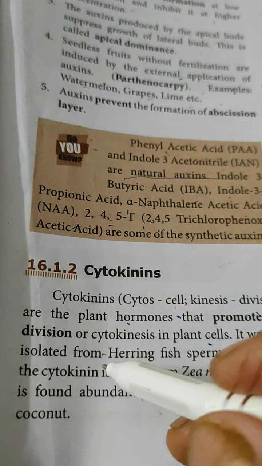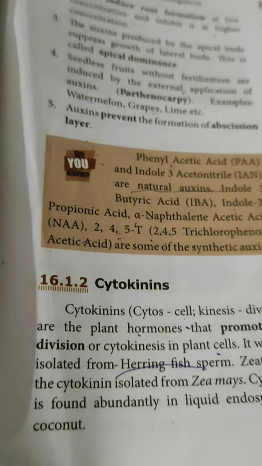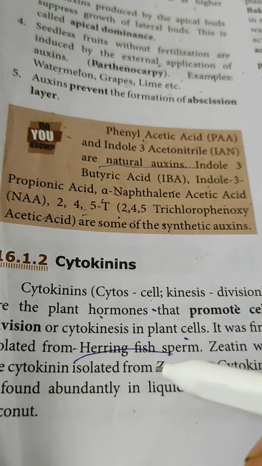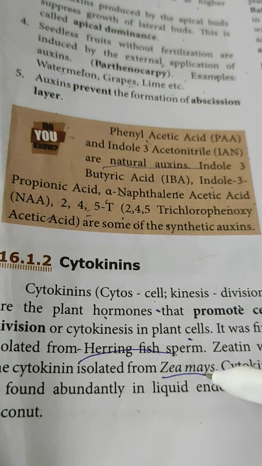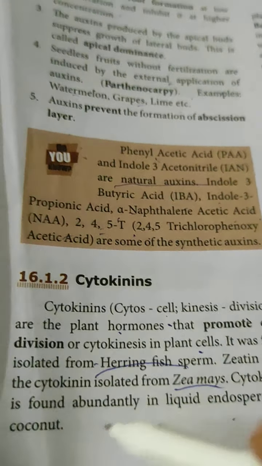It was first isolated from herring fish, underline that, one more question. Zeatin was a type of cytokinin isolated from Zea mays, maize, oats. Cytokinin is found abundantly in the liquid endosperm of coconut.